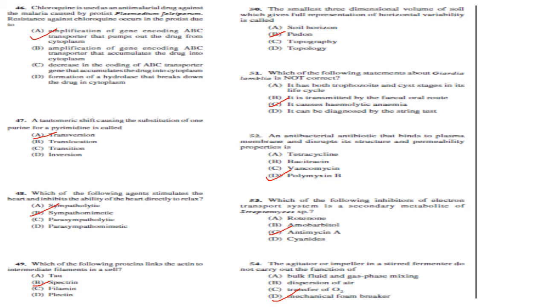Okay, they have asked for not correct. So it causes hemolytic anemia. That is not correct. Then next one. Antibacterial antibiotic that binds to plasma membrane and disrupts its structure and permeability properties is that binds to plasma membrane and disrupts its permeability properties is.